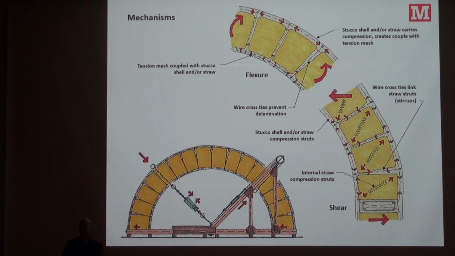let's go back to the fundamentals of behavior. How do you make a straw bale arch and vault? So we came up with a reinforced theory for flexure and a theory for shear. And this is a direct adaptation of strut and tie modeling from reinforced concrete. Except instead of concrete, you've got straw, and instead of rebar, you have wire mesh. So it was an idea.